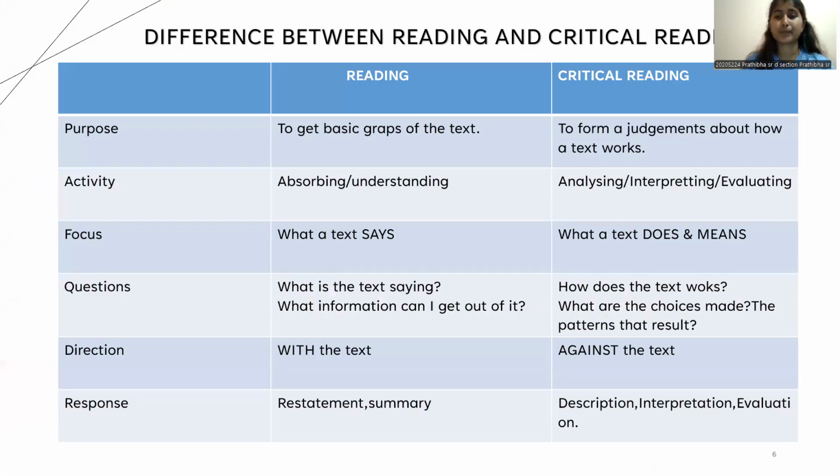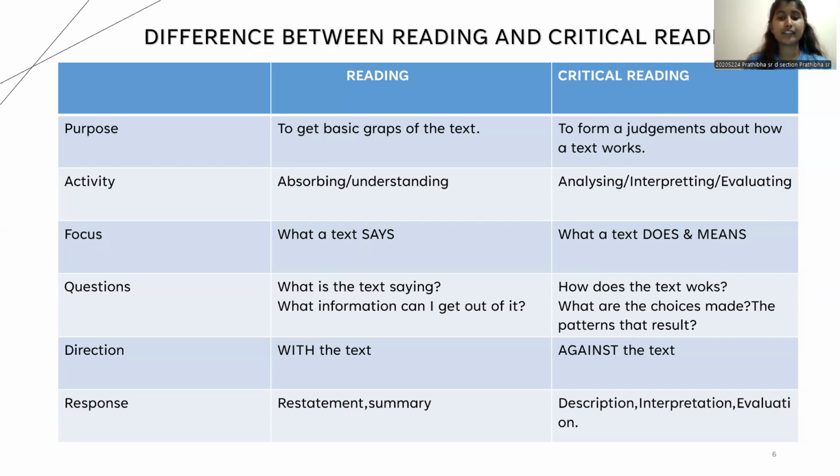Now let us see the difference between reading and critical reading. The purpose of reading is to get the basic gist of the text, and the purpose of critical reading is to form judgments about how a text works. The activity of reading involves observing or understanding. The activity of critical reading involves analyzing, interpreting, and evaluating. In reading, we mainly focus on what a text says, and in critical reading, we focus on what a text does and means.